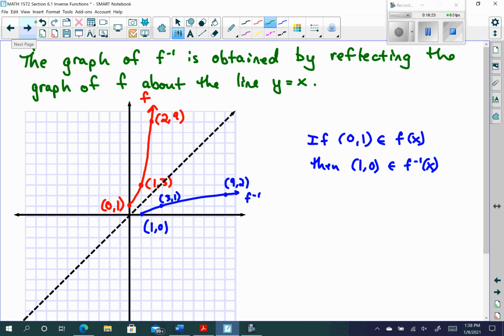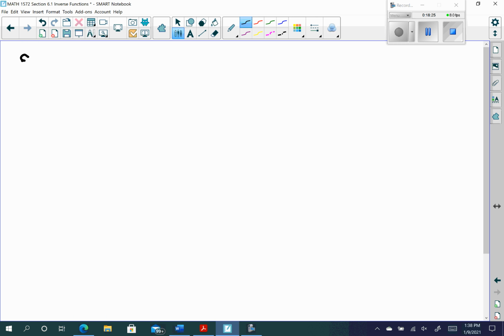So I'm not going to refer back to this graph. Let's just try an extra example that I want you guys to fill in the blanks. So let's say if the inverse of f of 3 is equal to 6, then f of 6 is going to equal what?